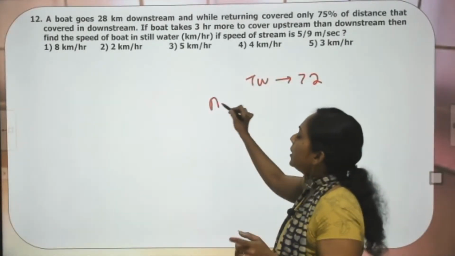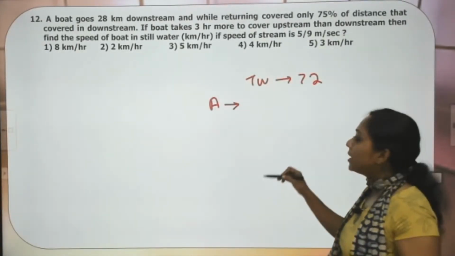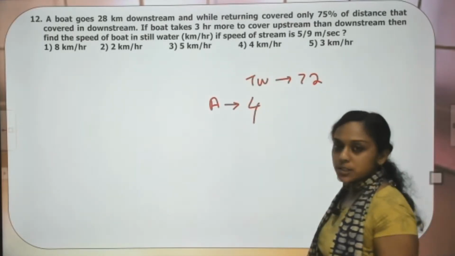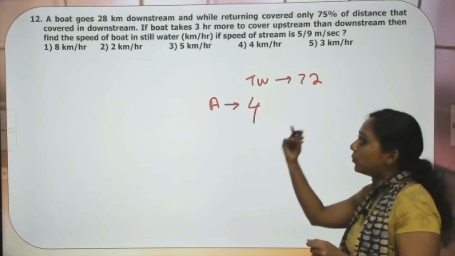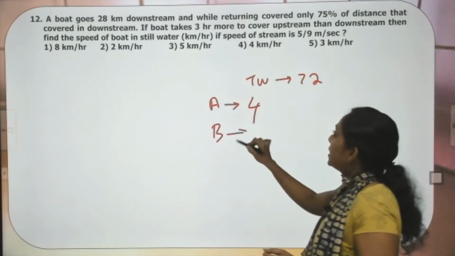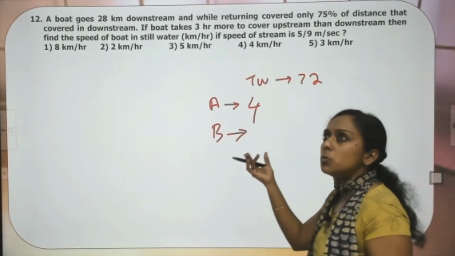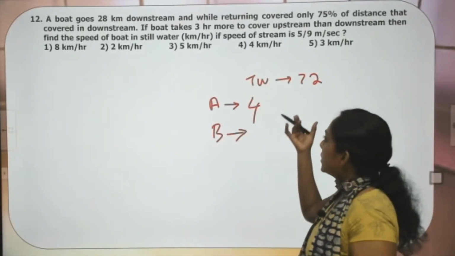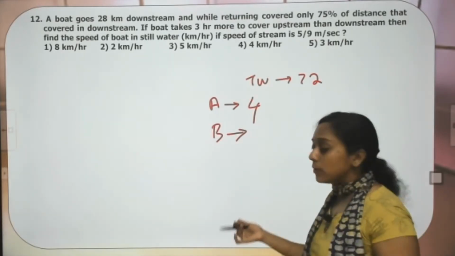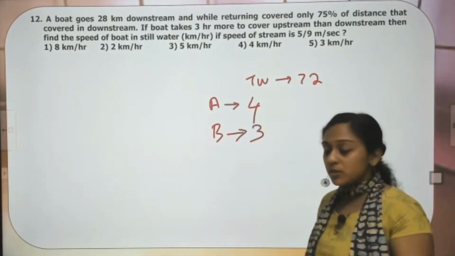For A, the time was 18 days, so that will be 4 efficiency, 72 by 18, that is 4. Next for B, it was 24 I think. Okay, so 24 means 72 by 24, that is 3. So B worked with 3 efficiency.